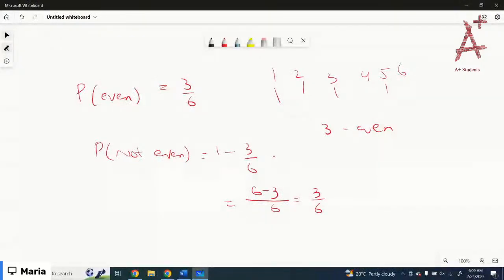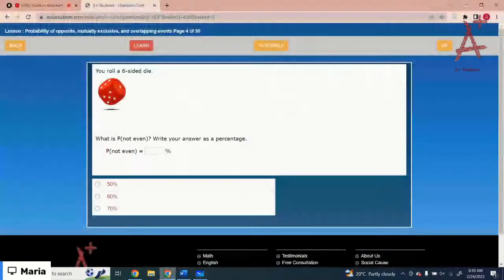Multiply it with 100. 1 times 3 times 1 is 6. 3 times 2 is 6. 2 times 50 is 100. That means the probability of getting not even is 50%, because you have 6 numbers on the die, and 3 of the numbers are even and 3 of the numbers are odd. So that is the 50%. Got it? Okay. So the correct option is 50%.